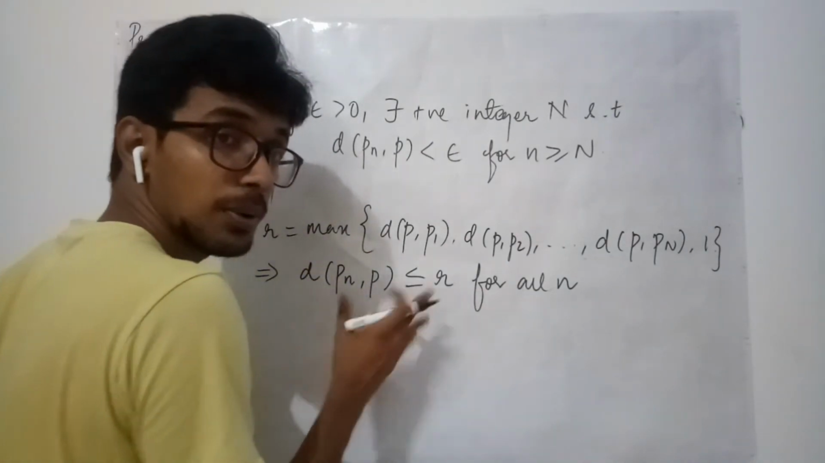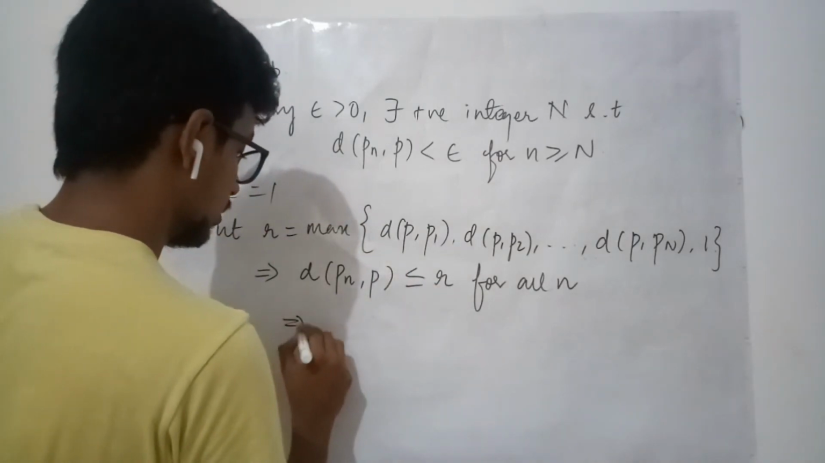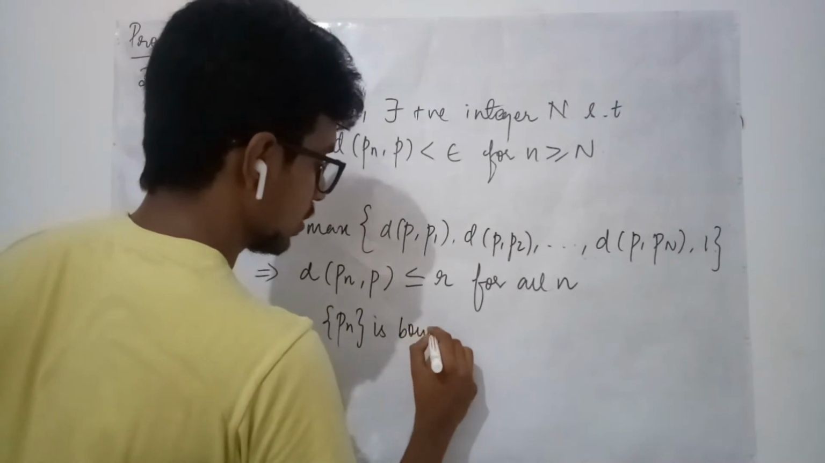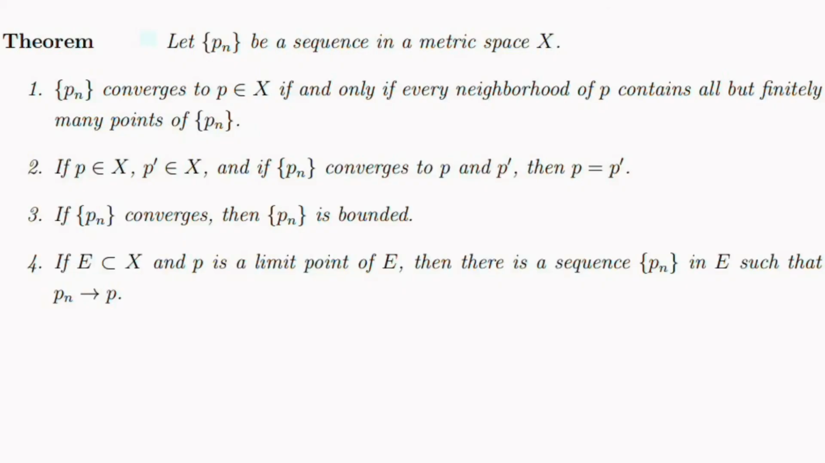If this is going to happen, what? This means the sequence Pn is bounded. In the fourth part of this theorem, what we are going to do is that we are taking a subset in a metric space, and some point is a limit point of that subset, right? If we take a limit point of any subset, we can identify some sequence in the subset which converges to that limit point.